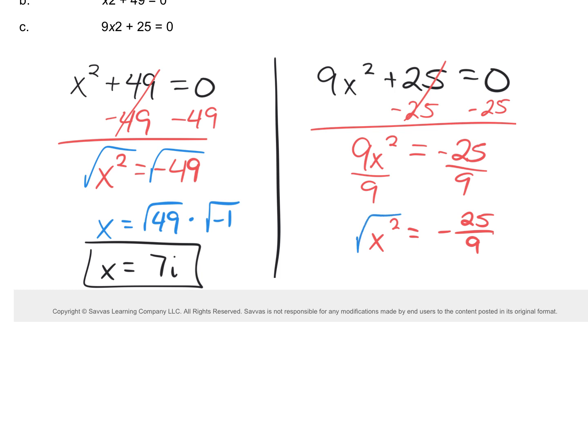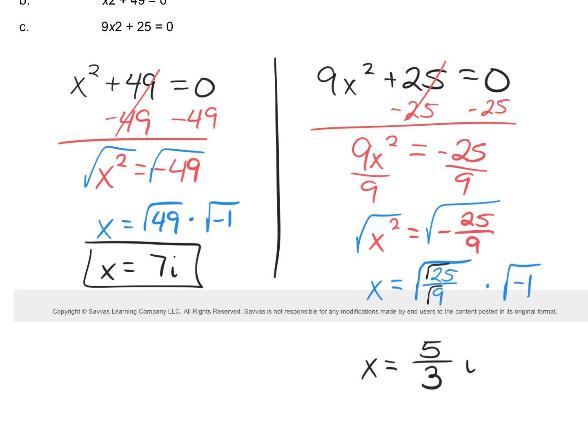Square root. What happens when I take the square root? What do we have in that square root? We have a negative. So I'm going to split it up like we always do: the square root of 25 over 9 times the square root of negative 1. Hint here, when you have a fraction, you take the square root of the top and the square root of the bottom. So what's the square root of 25? 5. What's the square root of 9? 3. And then what's the square root of negative 1? i. So we have 5/3 i.